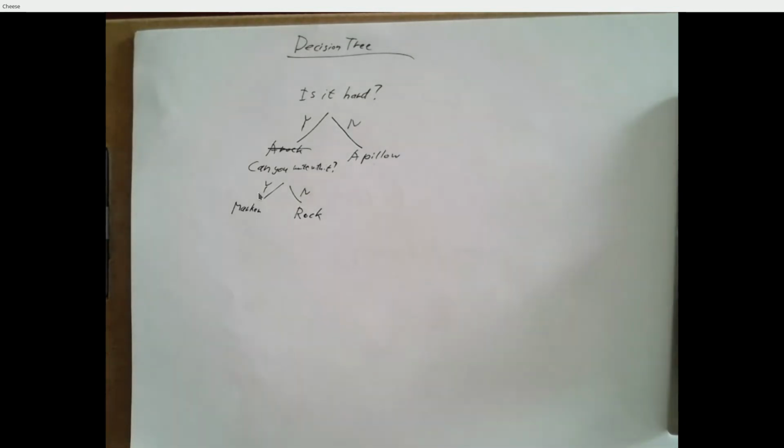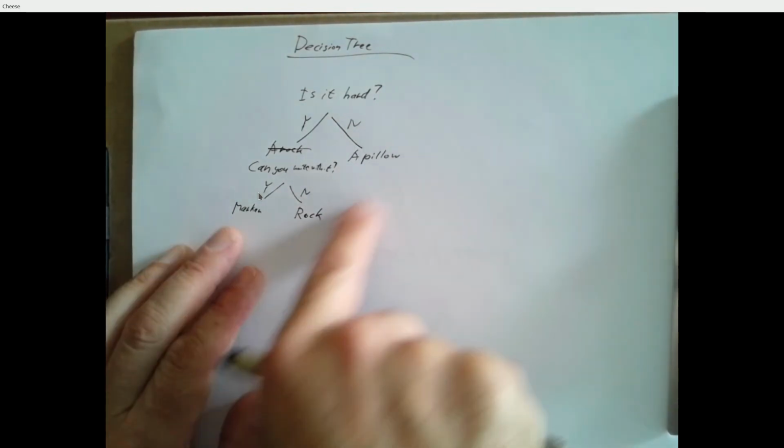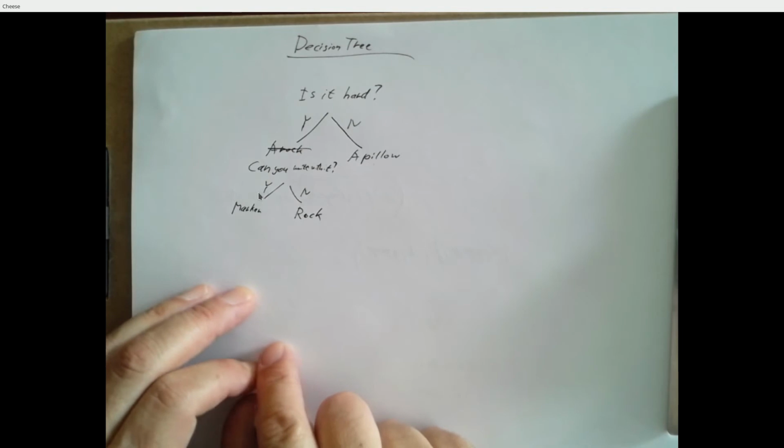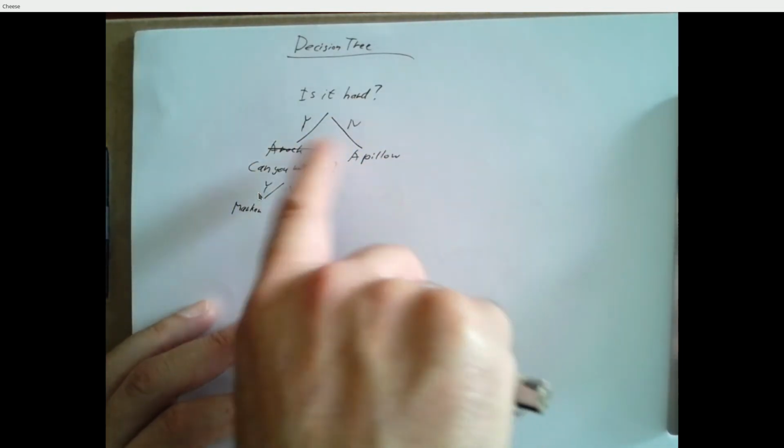So this is a decision tree, right? Every node other than the leaf nodes are questions. The leaf nodes are answers. And to traverse the tree, we ask the question at the root, and we go left or right depending on whether the answer to that question is yes or no.